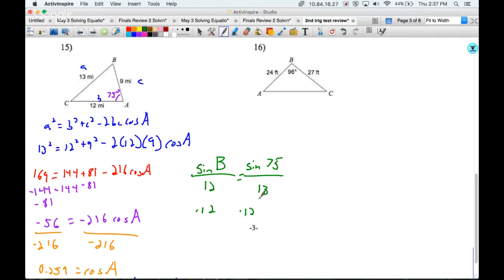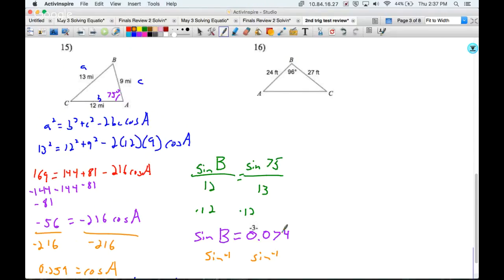Sine 75 divided by 13, we're getting sine of B, capital B, equals 0.074. Take the inverse sine of both sides. Second sine, second answer: 4. No, that doesn't make any sense. Where did I make a mistake? Let me redo some of this work.